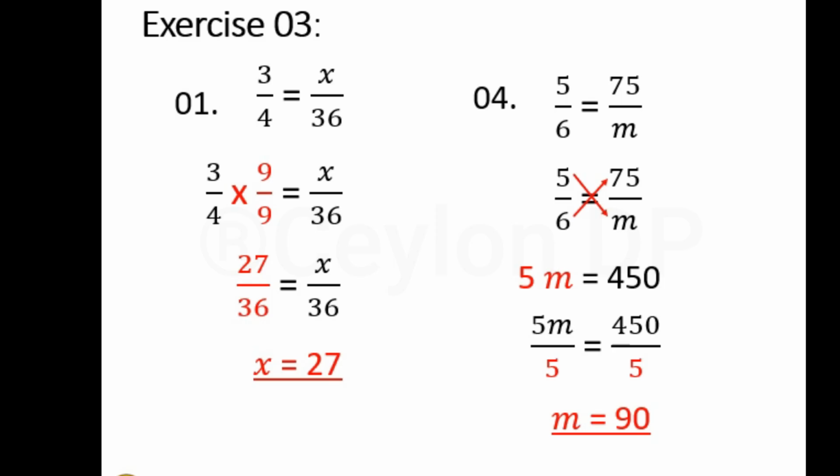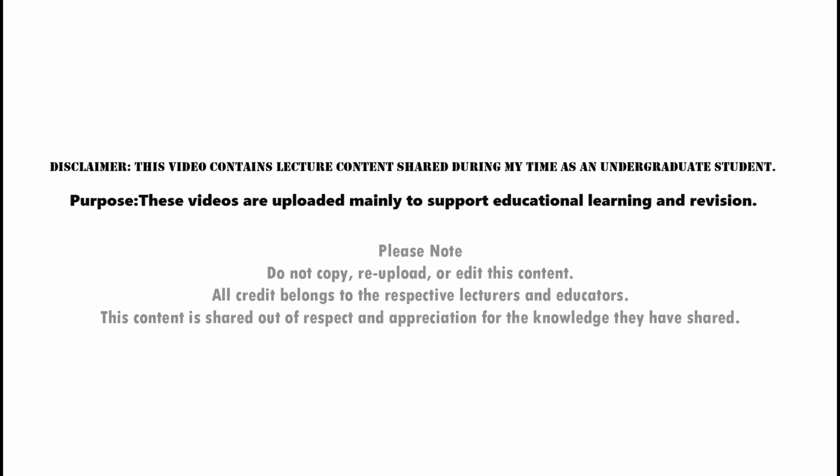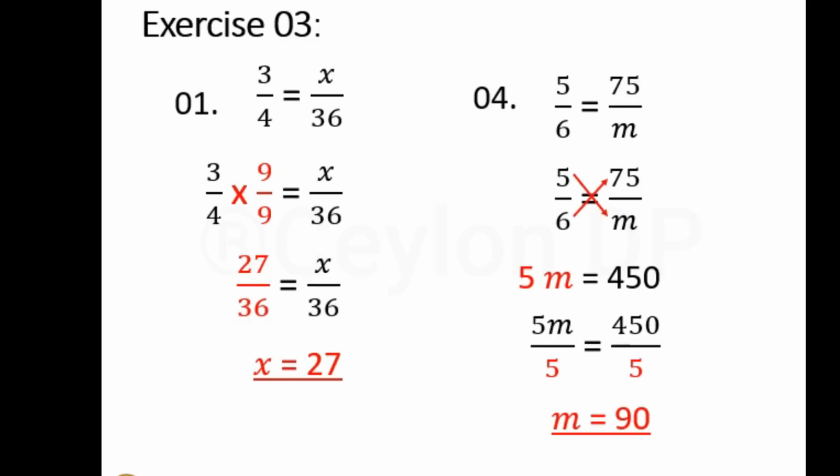Therefore, in here, if you multiply 4 by 9, then it's 36, and 3 by 9 it's 27. And 36 and 36 came to here. It means 36 and 36 are equal. Then at the same time, eventually x equal 27.